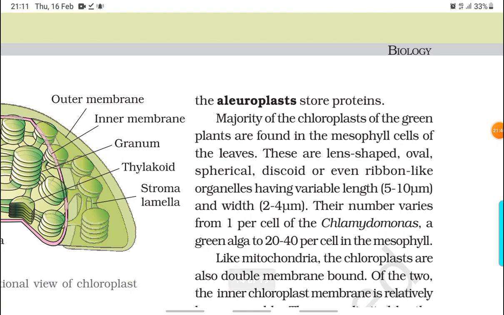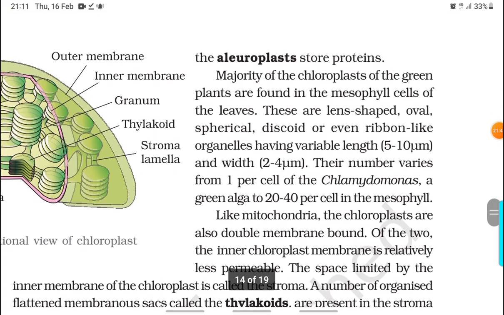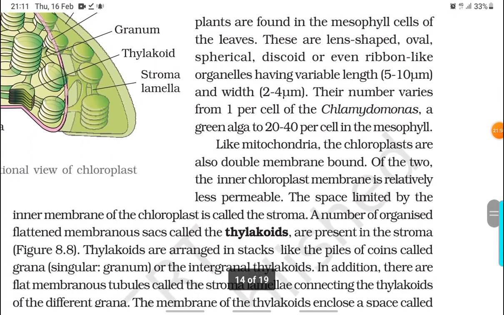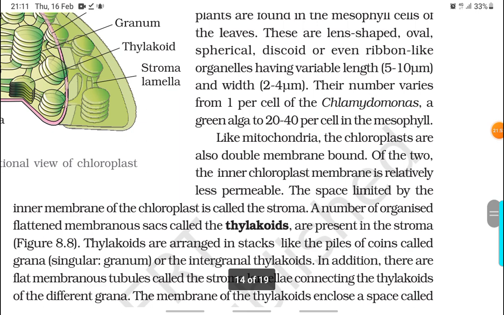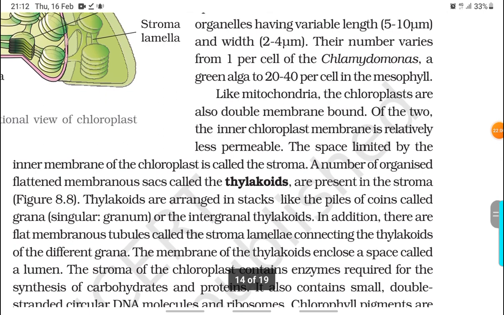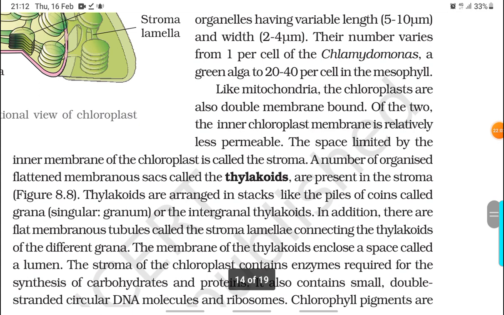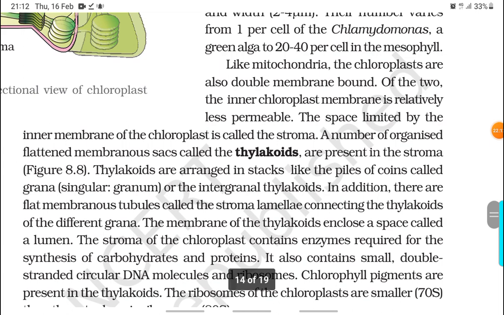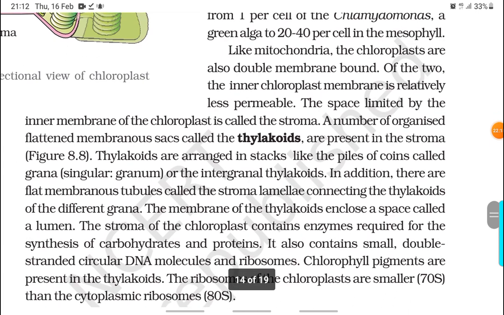The majority of the chloroplasts of green plants are found in the mesophyll cells of the leaves. These are lens-shaped, oval, spherical, discoid, or even ribbon-like organelles having variable length from 5 to 10 micrometer and width 2 to 4 micrometer. Their number varies from 1 per cell of the Chlamydomonas, a green alga, to 20 to 40 per cell in the mesophyll. Like mitochondria, chloroplasts are also double membrane bound.